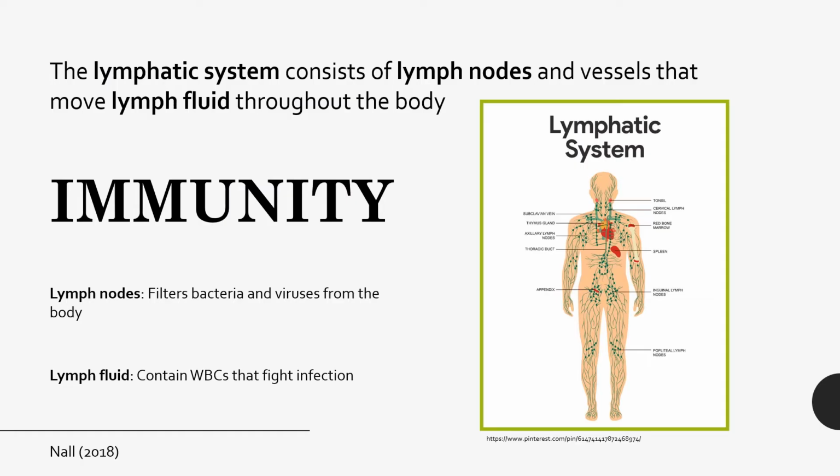The lymphatic system is part of the circulatory system that consists of lymph nodes and vessels that move lymph fluid throughout the body. Lymph fluids contain white blood cells that fight infection. Lymph nodes filter and eliminate bacteria and viruses from the body.